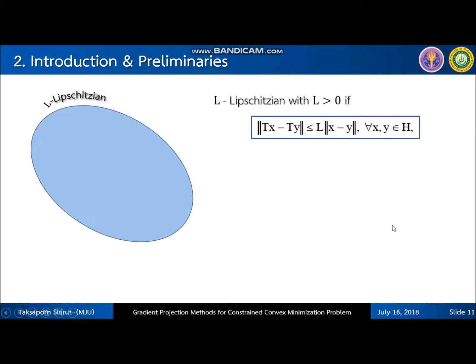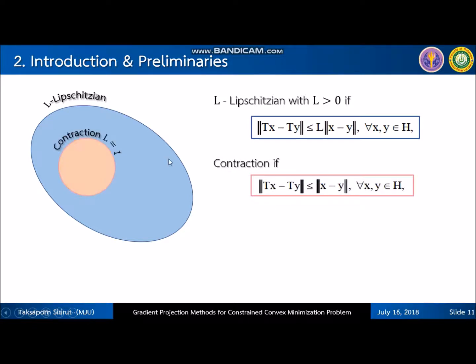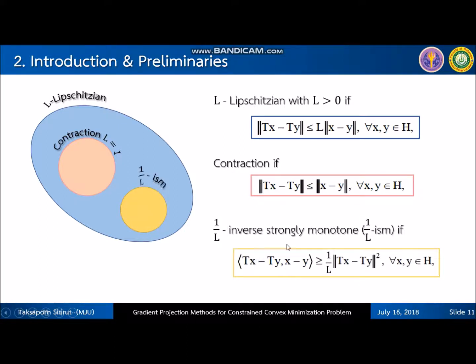And next, I will give the definitions of L-Lipschitzian, contraction, and 1/L inverse strongly monotone. T is said to be L-Lipschitzian if T satisfies the following inequality. And if L equals 1, the mapping T reduces to a contraction. And 1/L inverse strongly monotone is also L-Lipschitzian. In our work, we study the case where the gradient of function g is 1/L ISM.